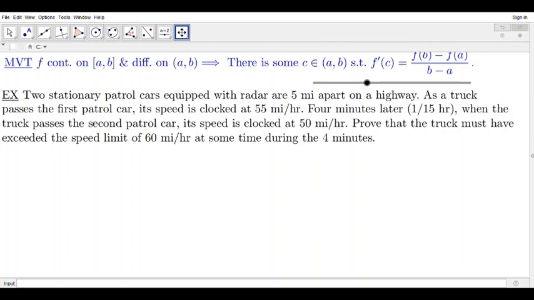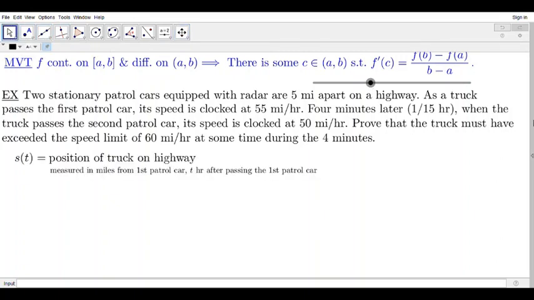Well, the speed is a scalar version of the velocity, and the velocity, remember, that's the derivative of the position function. So we're going to start things off with trying to represent the position function. Let's use s of t. The position of the truck on the highway, assuming that you have positioned a number line, and for specificity, s of t is measured in miles from the first patrol car, t hours after passing the first patrol car.